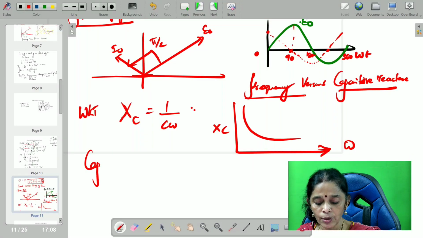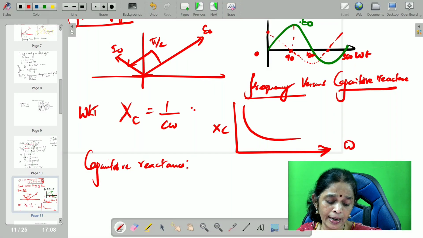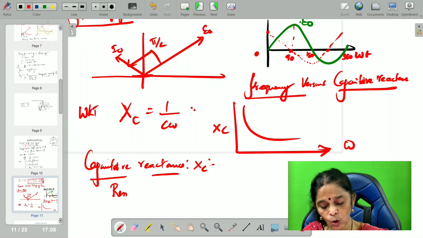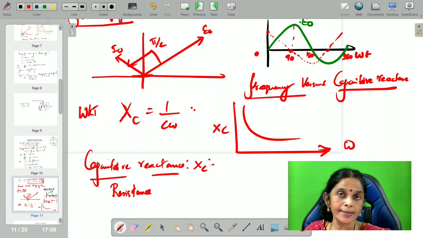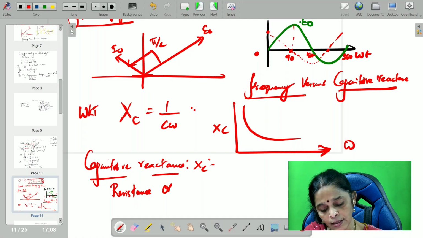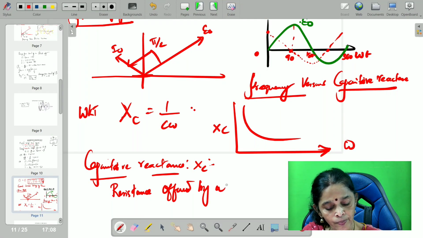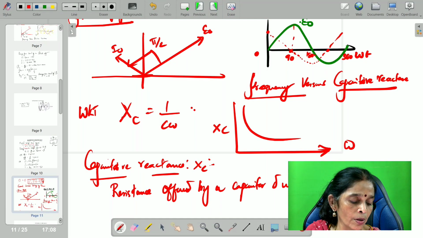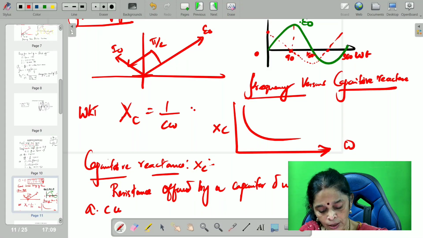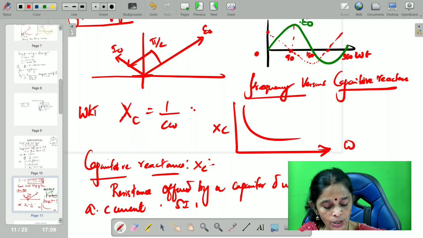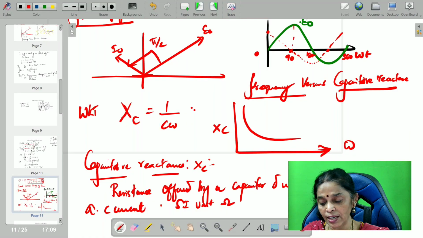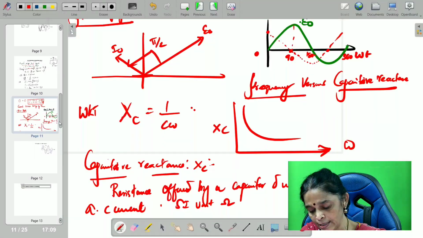So you must know what capacitive reactance is. Can you guess? How do you define inductive reactance? Same way only. Capacitive reactance is the resistance offered by a capacitor due to the flow of what current? Is it DC? No, AC. Resistance offered by a capacitor due to the flow of AC current. What is the SI unit, children? SI unit is ohms. Why? Already we know that resistance unit is ohms. Same way here also it is ohms. Hope you understand this, children.